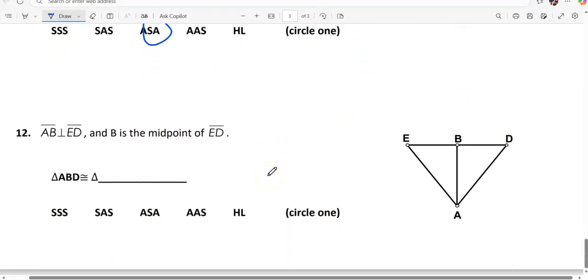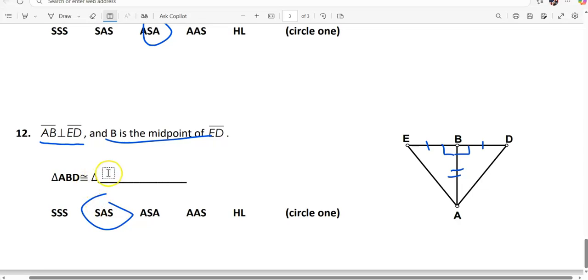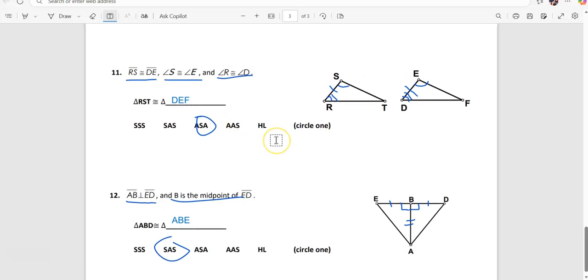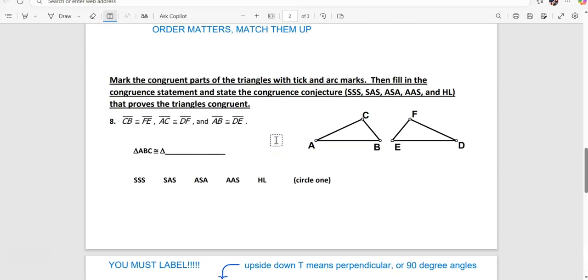Cool. Last but not least, we said this means 90-degree angles, AB and ED. So it's 90 here and 90 here. E is a midpoint of ED. So if B is right in the middle of ED, then that means this and this are going to have tick marks. And of course, they're touching. So tick marks here. That looks like side, angle side to me. And let's match up the letters. ABD flipped over is ABE. That is your review. Make sure you study this and you know how to do this.